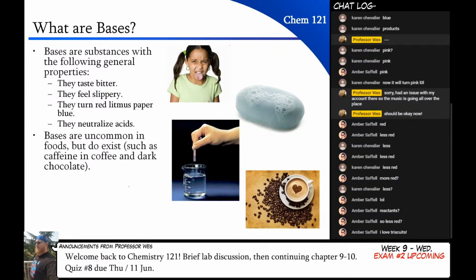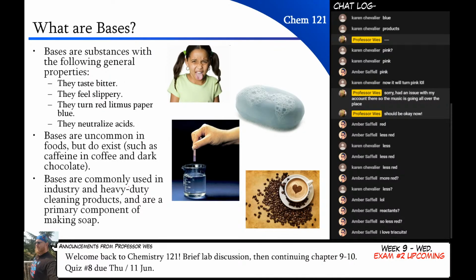Where do we see bases? Bases are very common in cleaning products, not so common in foods. The reason that bases are so bitter to our senses is because many bases are toxic. In small quantities, these bases are okay. So like caffeine in coffee and dark chocolate is okay in small amounts, but you don't want tons of caffeine. If you consume large amounts of caffeine, that could be bad for you. But small amounts are okay. Just a little caffeine is fine.